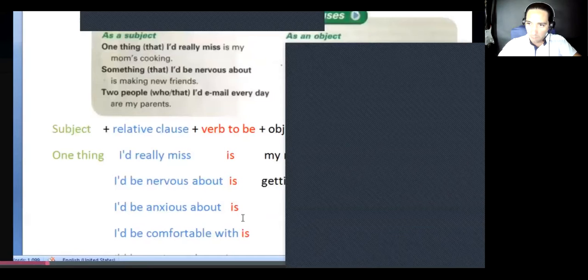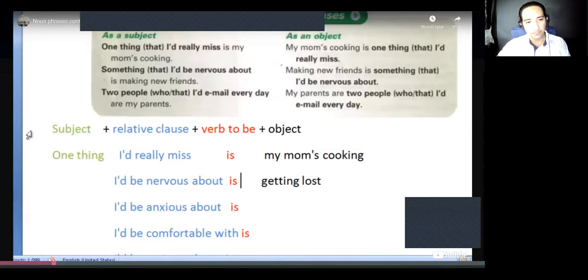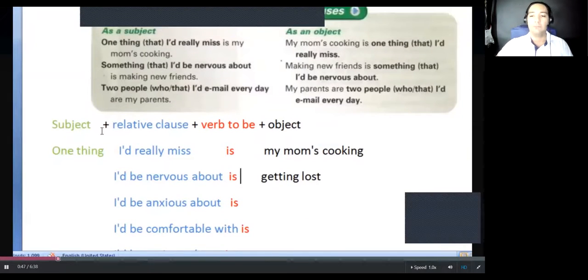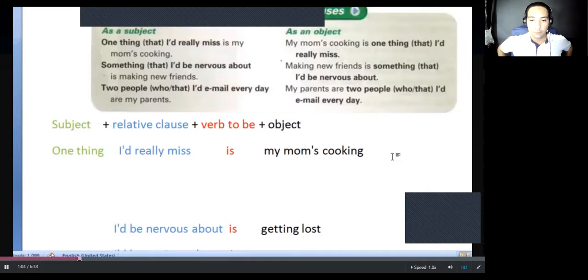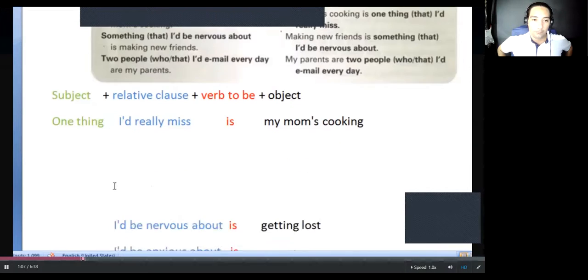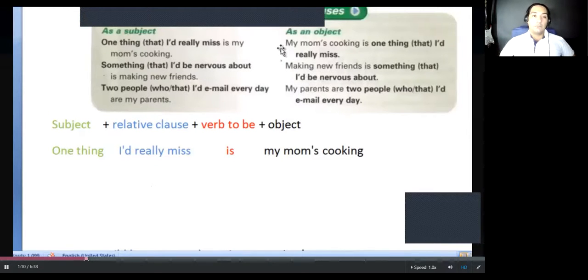So if you recall our previous lesson, we learned one thing I really miss is my mom's cooking. And we learned this sort of formula here, subject plus relative clause plus the verb to be and then the object, the activity. What we're going to do in this lesson is we're going to borrow this object and we're going to turn that into the subject of our sentence. So what I'm going to do is I'm going to keep one of those ideas there so you can see exactly what happens whenever we make that particular change. What we want to do is we want to change this statement, "One thing I really miss is my mom's cooking," into "My mom's cooking is one thing I really miss."